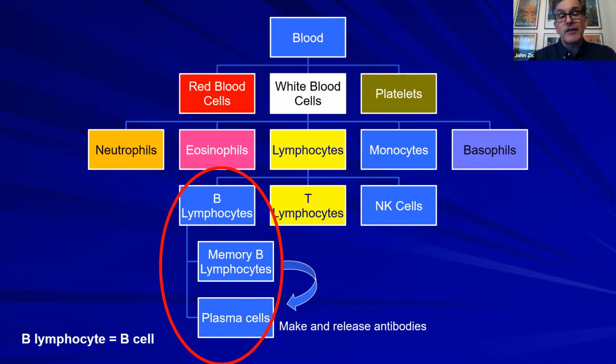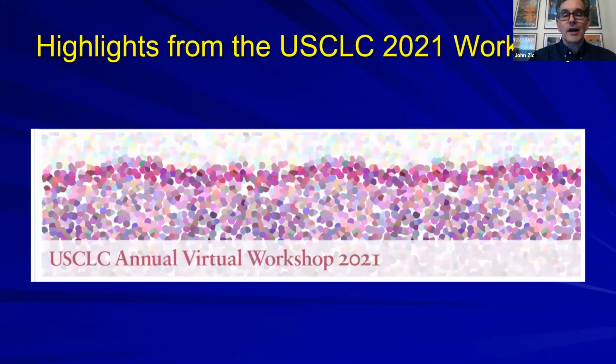So for those of you that have been vaccinated against the COVID-19 virus, that immunization was meant to do two things. It probably stimulated a T lymphocyte response that then stimulated a B lymphocyte response that created plasma cells to make and release antibodies to fight off COVID-19. And so that's kind of how the B and the T lymphocytes interact with each other. All right, now with that introduction behind us, let's go ahead and see some highlights from our workshop.